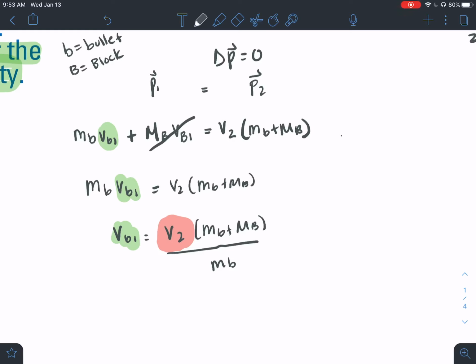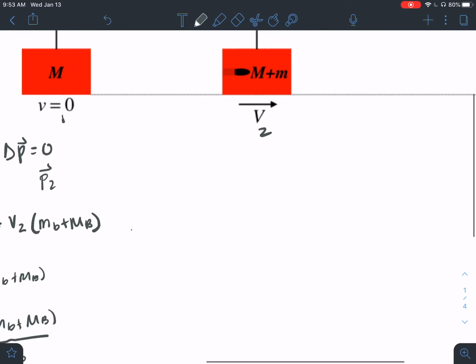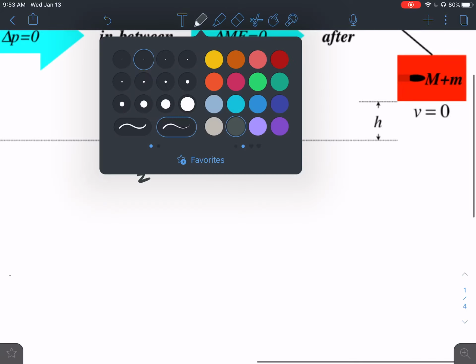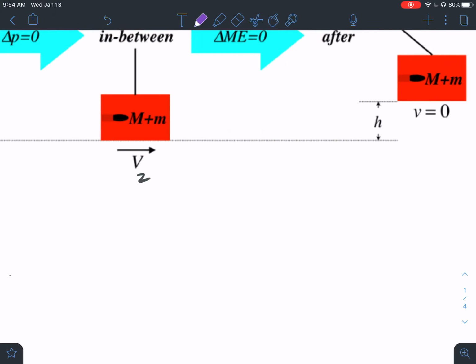The second half of the problem is going to help us figure out what that velocity at 2 is. How much velocity does the combined block and bullet piece have after that collision? That's what we're going to be looking for in order to find out what that initial velocity was. So now we can come over and do a conservation of mechanical energy statement.